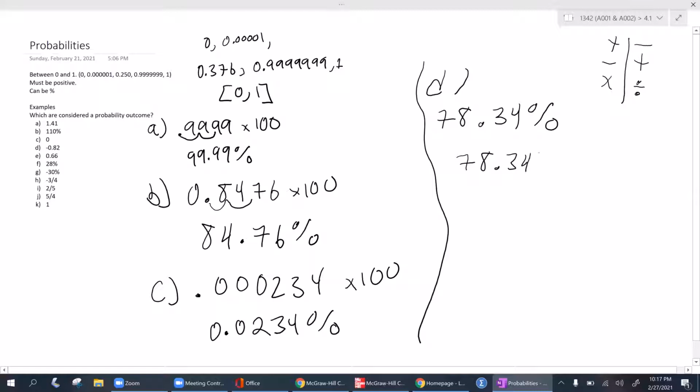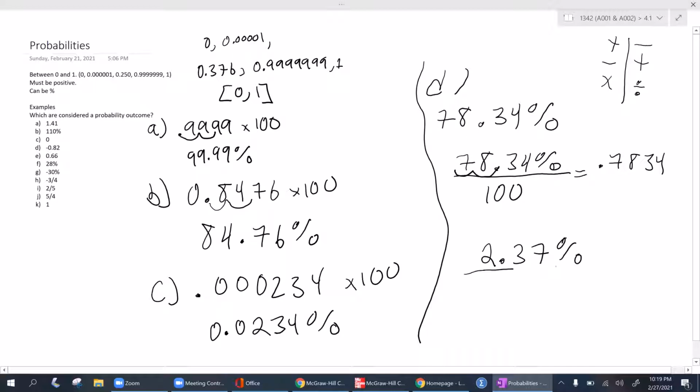So you want to know what 78.34% is as a specific value, as a decimal. I'm going to divide this by 100. So this is going to give me 0.7834. Now another example would be, let's say, 2.37%. I'm going to go ahead and divide this by 100. I'll move the decimal to the left twice, and you'd find out that it is 0.0237. That point is between 0 and 1.